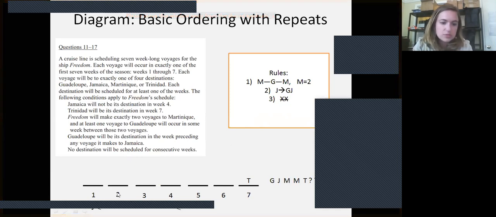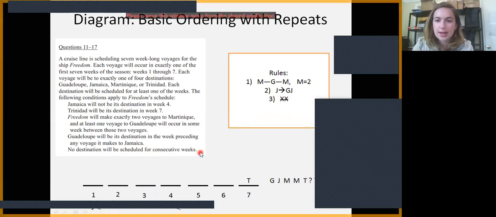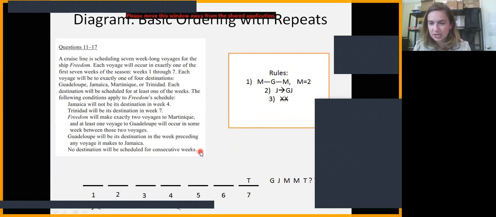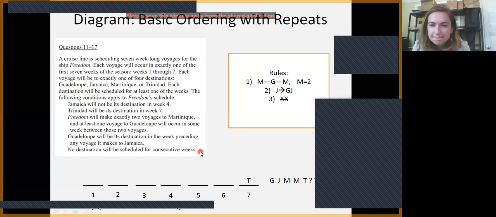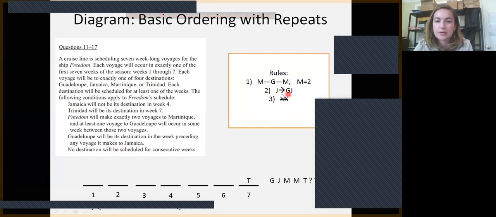One other thing that you may be able to see on my diagram is I put a J with a slash in space 1. Does anybody know why? Why can't J go in space 1? If you know, type it in the chat window. Yeah, so this goes back to rule number 2. If I have a J, there needs to be a G before it.